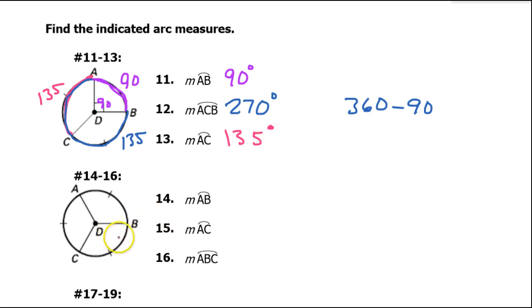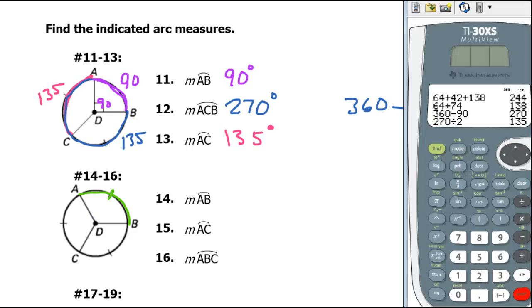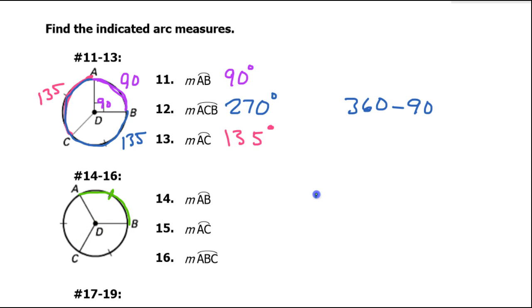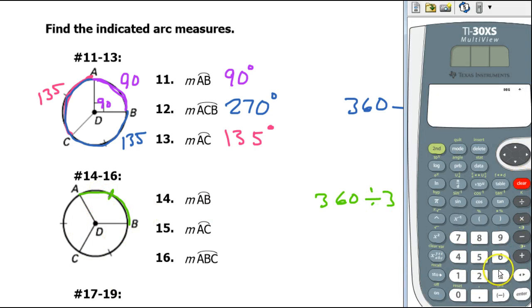Okay, new picture. The measure of arc AB. So here's arc AB. All right, see how each one of these portions has the same mark? That means that these are all equivalent. So if I do 360 divided by 3, that should give it to me. So I'm just doing 360 divided by 3, and that should tell me how big each one is. 120.